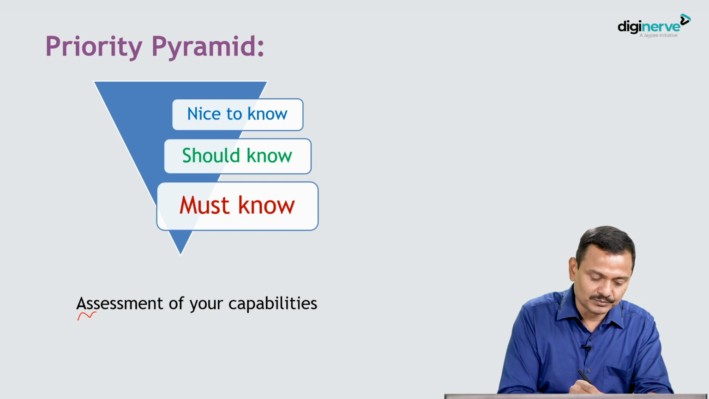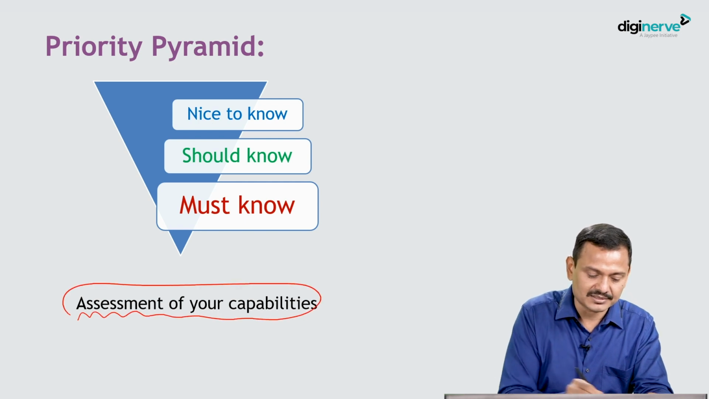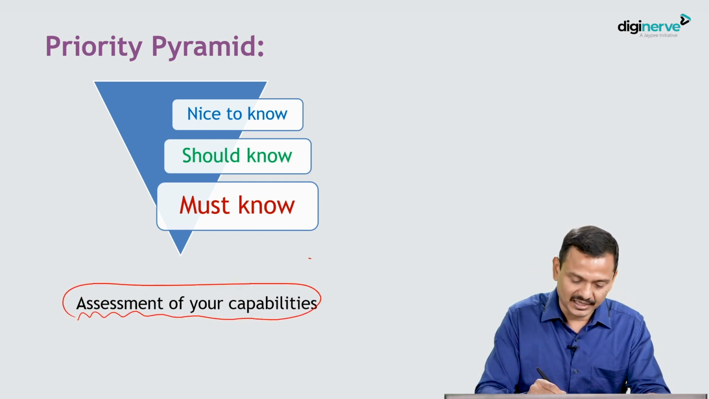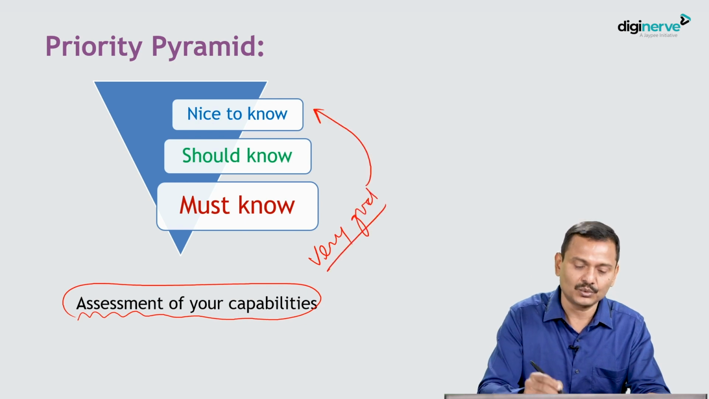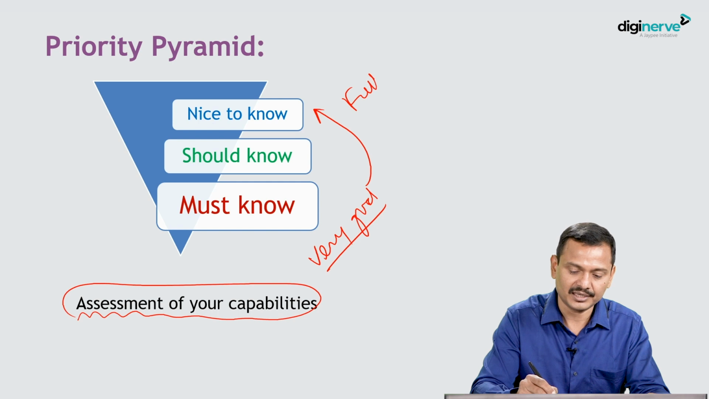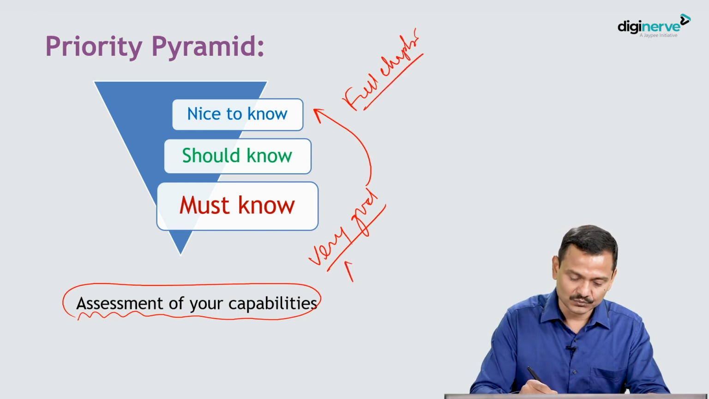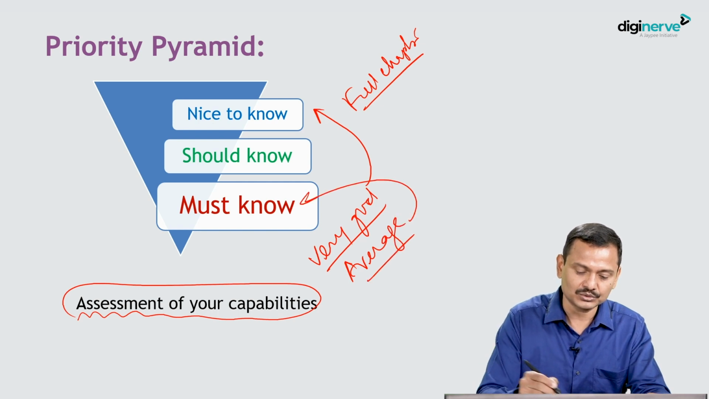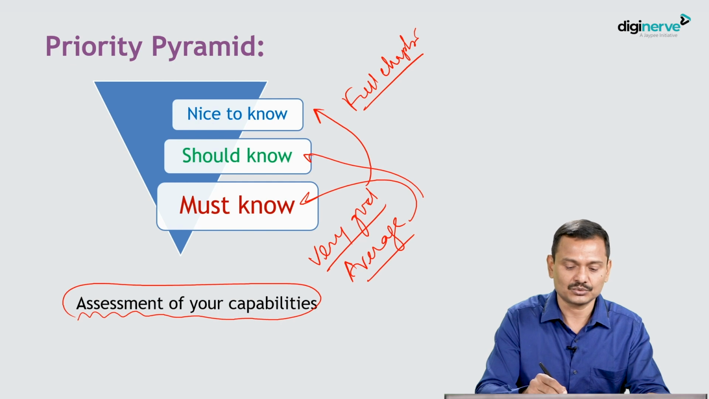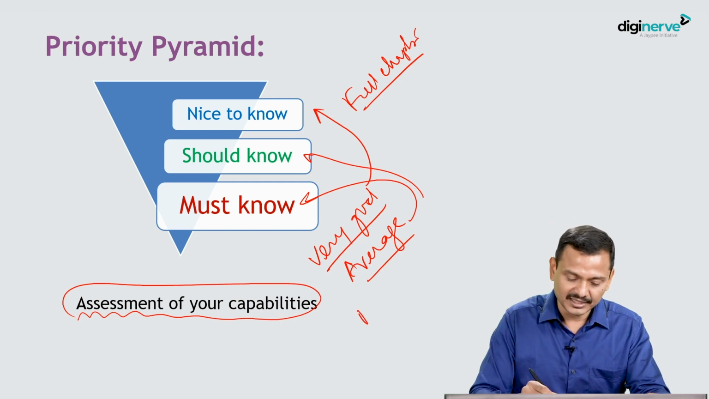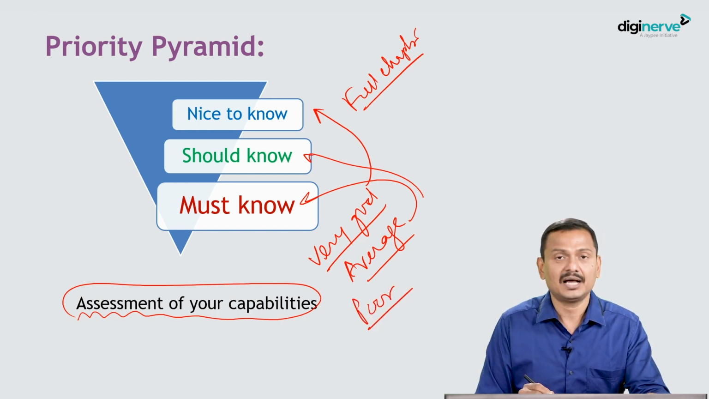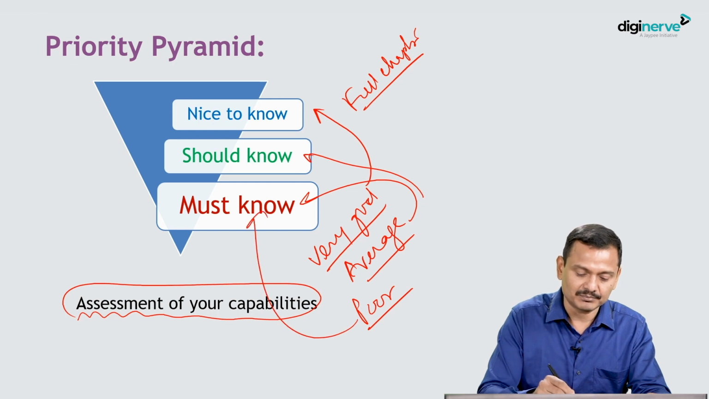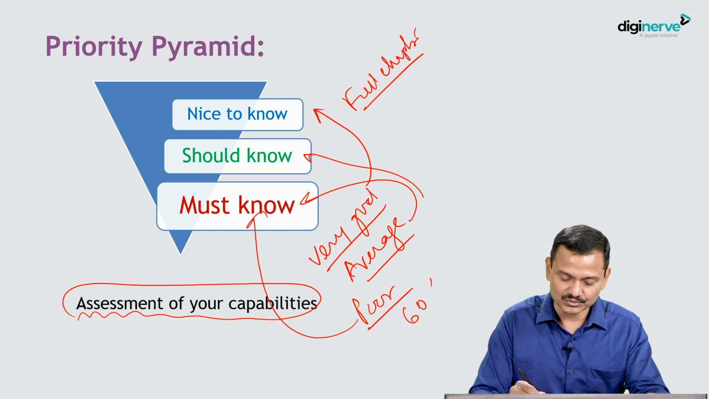And you must assess your capabilities. Some students are very good. For very good students, you need to know the full chapter, and the full chapter has to be covered thoroughly. Some students will be average, so they can just know the should know as well as the must know. These two areas can be covered. And for the poor learners, I would say the minimum is the must know areas, which is around 60%.